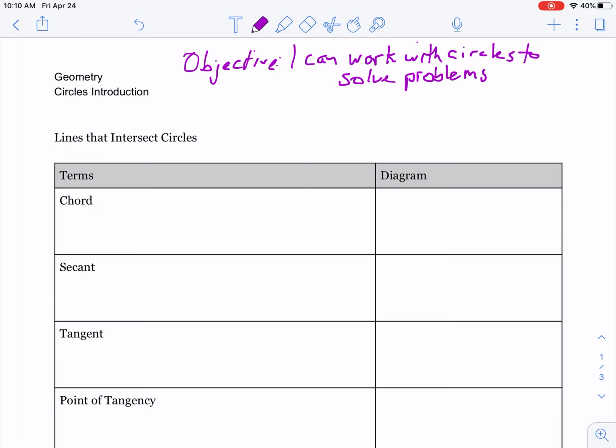First of all, the first term we want to talk about is called a chord. A chord, if you look at a circle, is where you take and you connect 2 points on the circle. So if you've got a point there and a point there, connect them, that's called a chord. So it's a segment whose endpoints are on the circle.